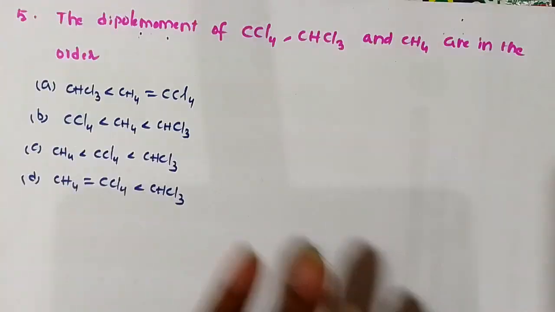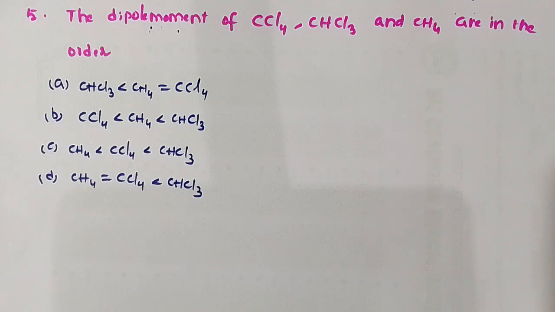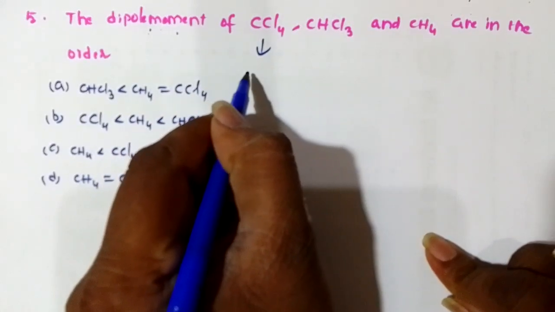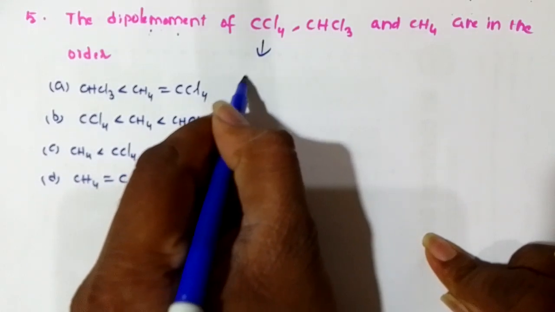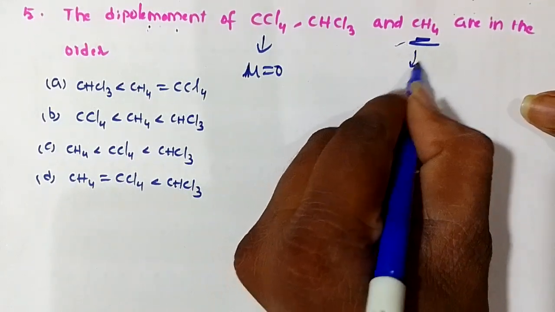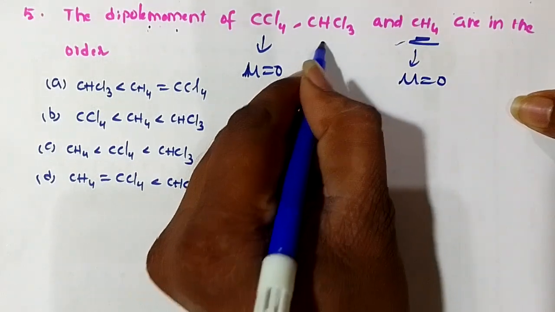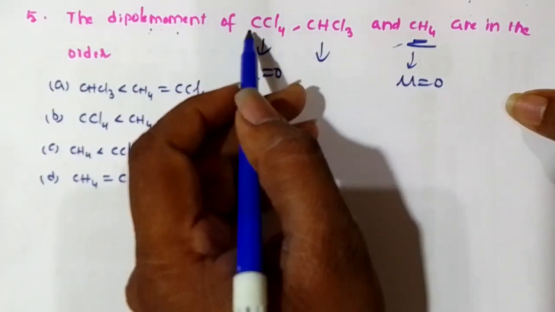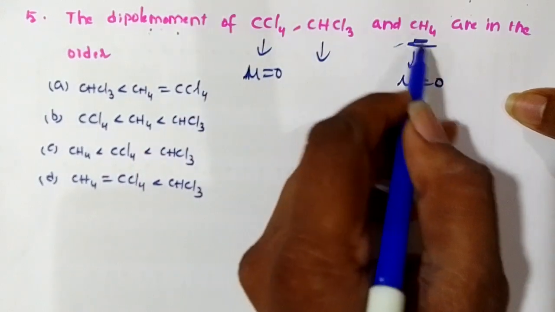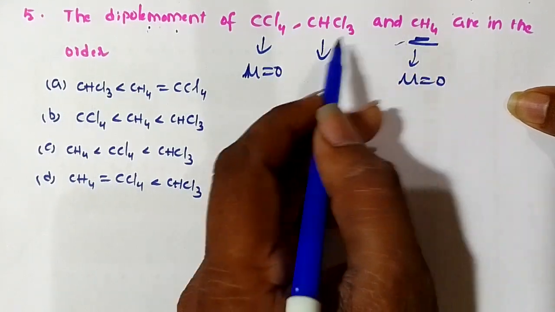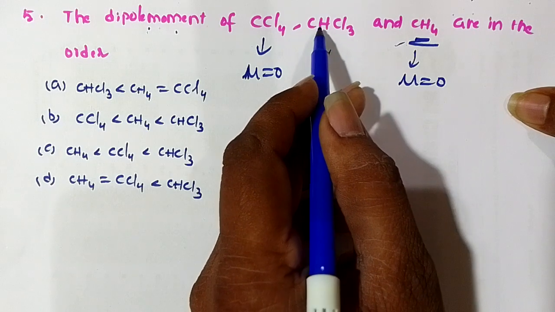Next, question number 5. The dipole moments of CCl4, CHCl3 and CH4 are in the order. We have to find the dipole moment order. CCl4, carbon tetrachloride, is tetrahedral and symmetrical, so the dipole moment is 0. CH4 is tetrahedral, symmetrical, dipole moment 0. CHCl3, even though it is tetrahedral, has atoms that are not identical. In carbon tetrachloride and methane, all 4 atoms are identical, but in chloroform the 4 atoms are not identical.